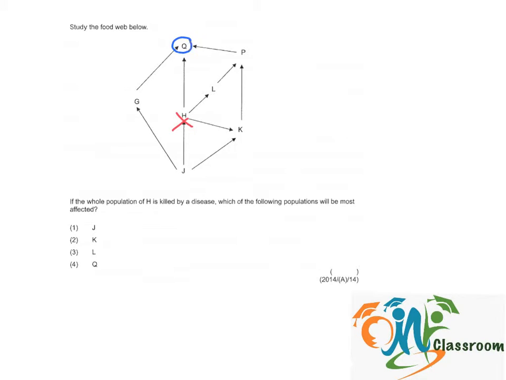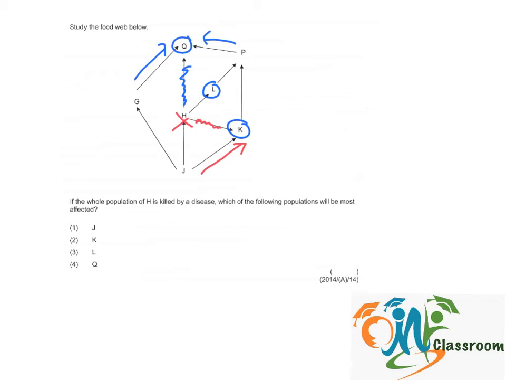That will be Q, L, and K. So if you look at Q, even though H is gone, there is still a supply of food to Q through G and P. And for K, even if H is gone, K can still feed on J.